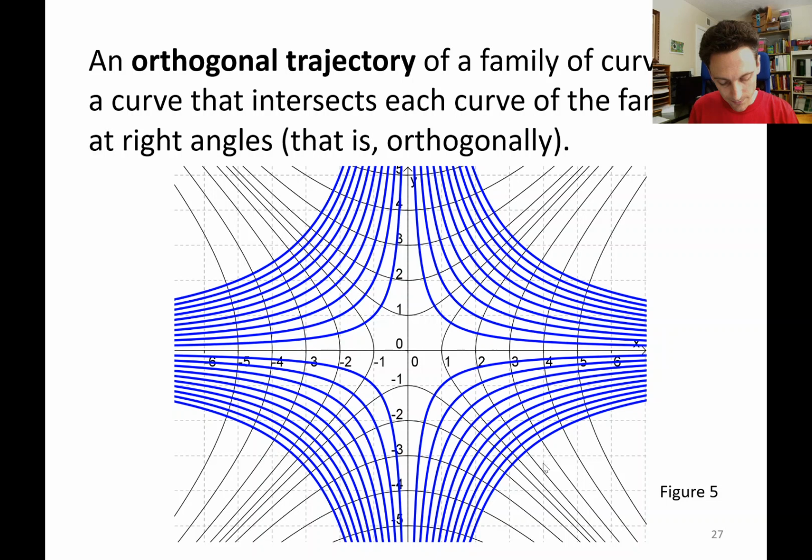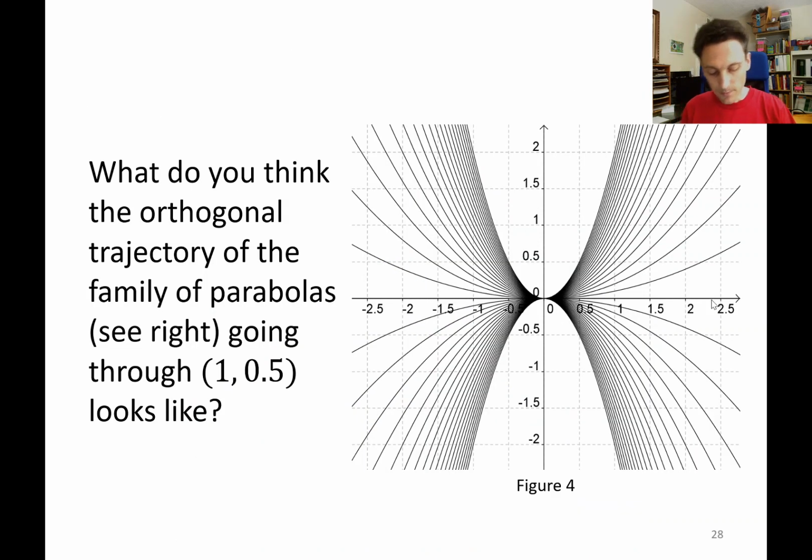And that's true of each member of the black curve family. Always at right angles. Let's take an example in figure 4. So figure 4 shows a family of parabolas.